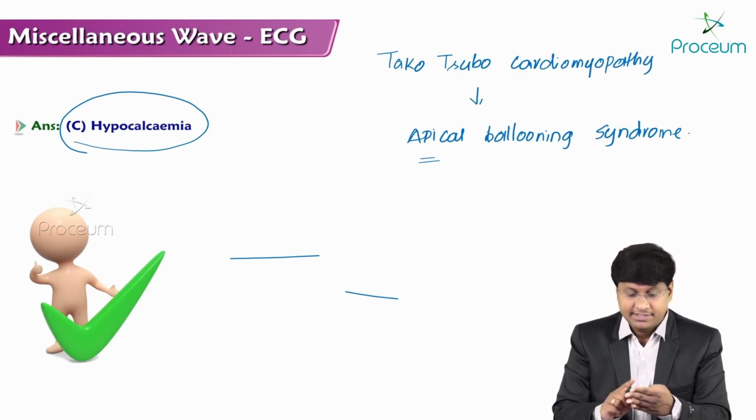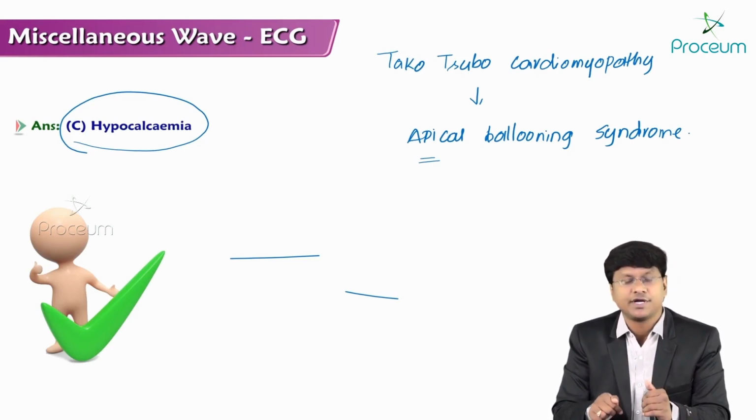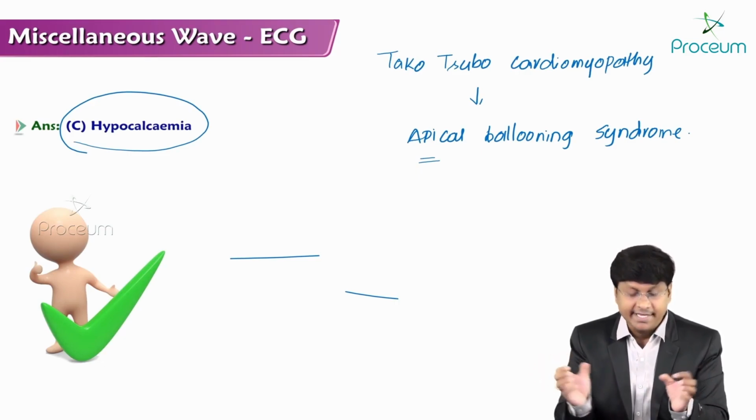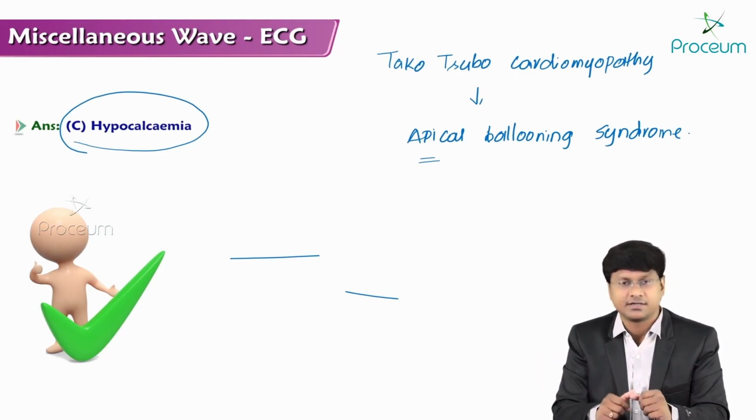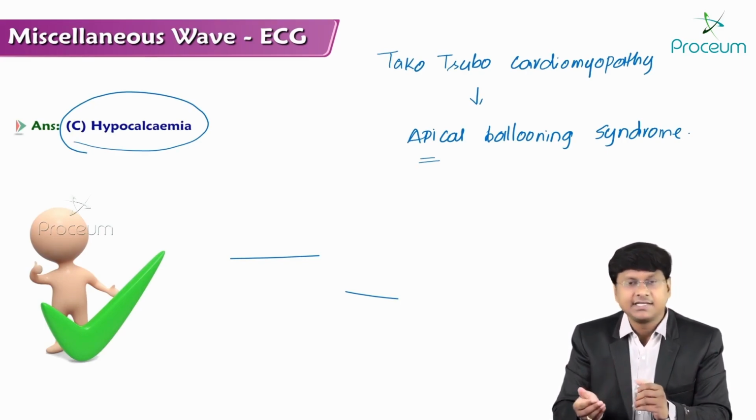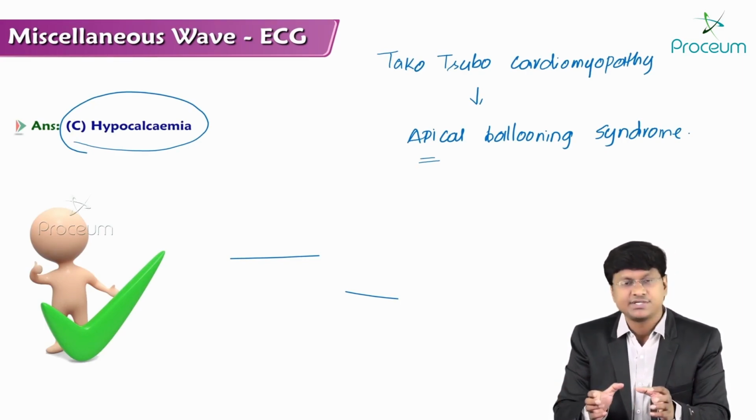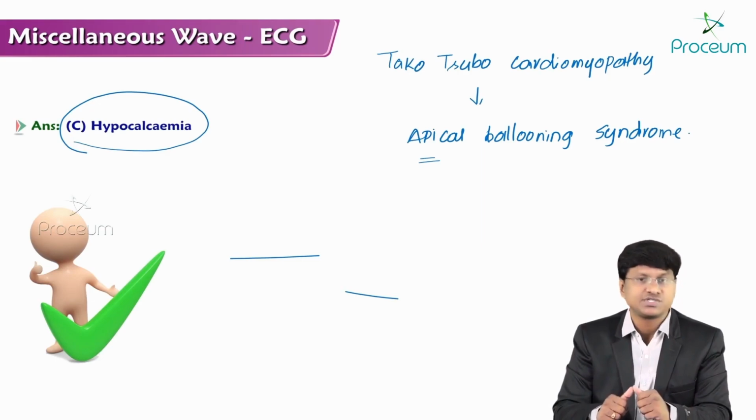And there should be absence of pheochromocytoma, because Takotsubo cardiomyopathy is mainly because of excessive release of catecholamines into the circulation. And what is the other clinical disease where there is excessive release of catecholamines into the circulation? That is pheochromocytoma. So, you should rule out pheochromocytoma if you want to diagnose the stress cardiomyopathy.